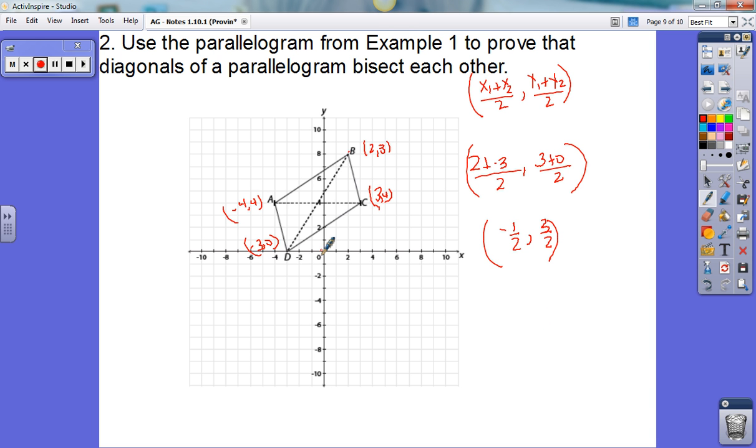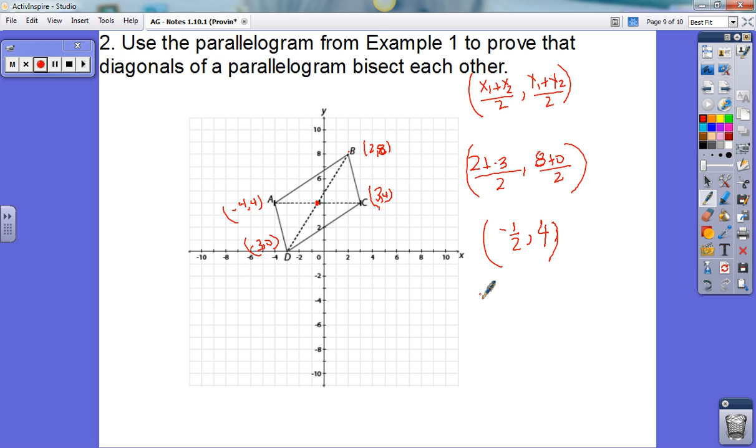Alright, so let's check that. Negative 1/2 and 1, 2, 3. Oh, excuse me. Negative 1/2 and 3/2 would be 1.5. Well, that doesn't seem right. Guess it would help if I made this an 8 like it's supposed to be. Let's try that. Which would be 4. And that looks a whole lot better. Sorry about that. So negative 1/2 and 4 puts me right here.